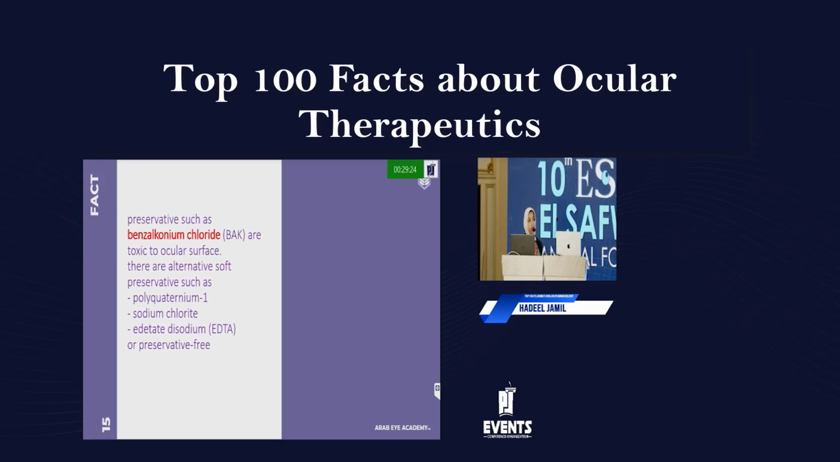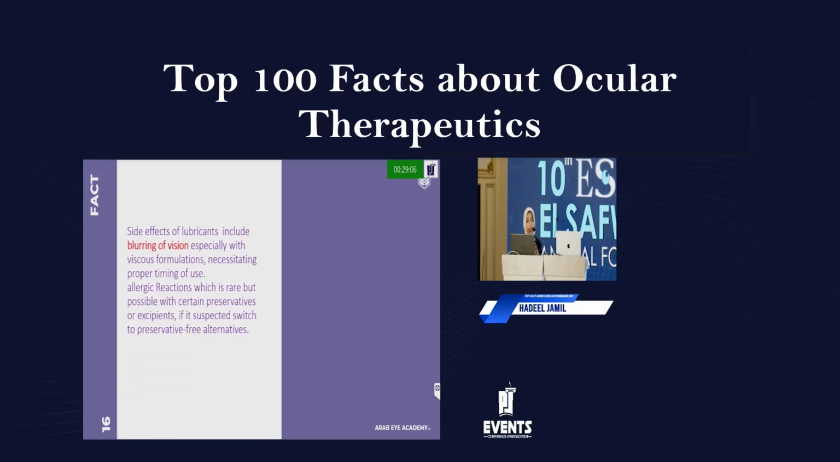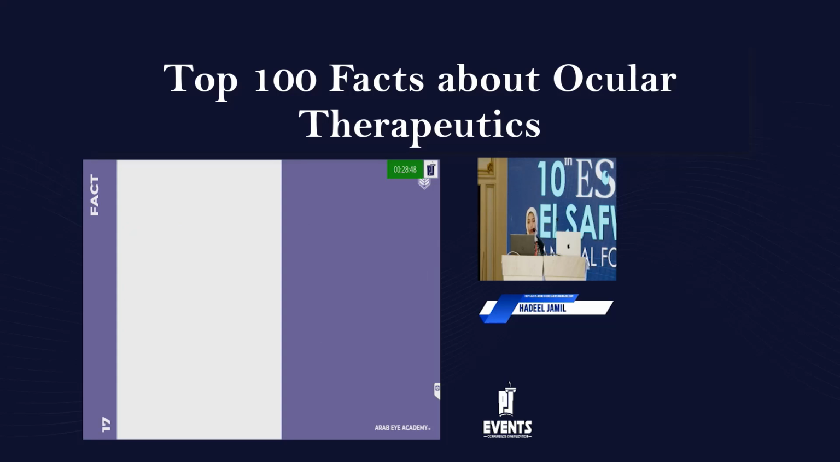Using preservatives such as benzalkonium chloride is toxic to the ocular surface, so BAC is bad. But there are alternative soft preservatives such as polyquaternium-1, sodium chloride, EDTA, or even using a preservative-free formula. Side effects of lubricants include blurring of vision, especially with a viscous formulation, necessitating proper timing of use of each eye drop. Allergic reaction is rare but possible with certain preservatives and excipients, and when it occurs, you have to shift to a preservative-free formula.